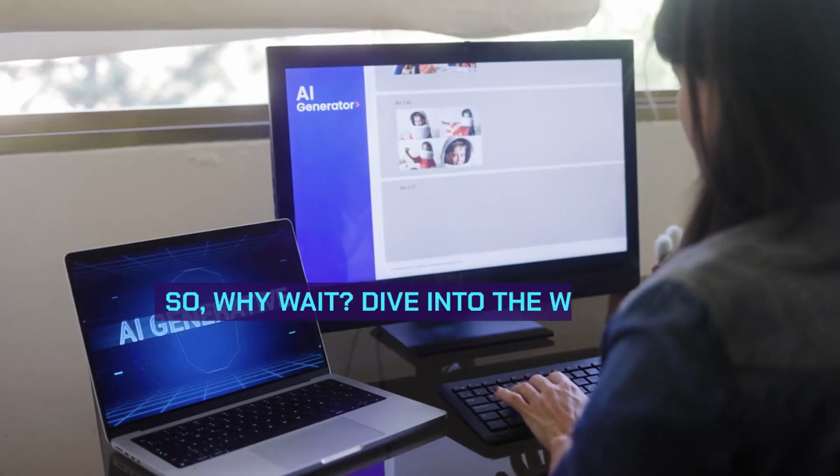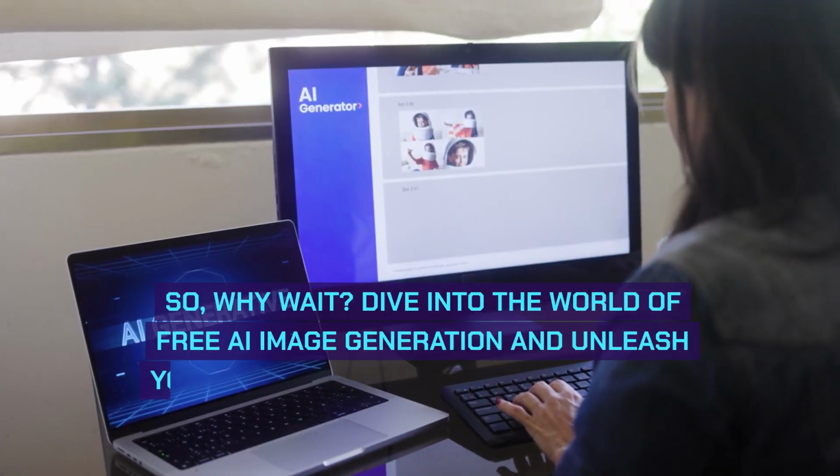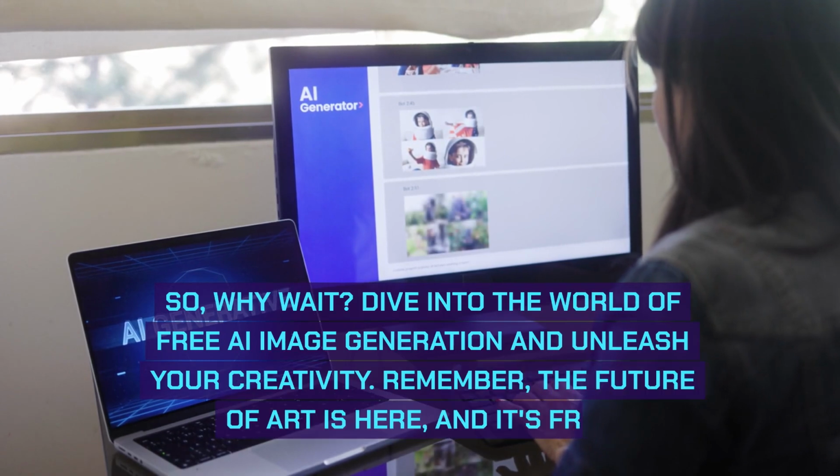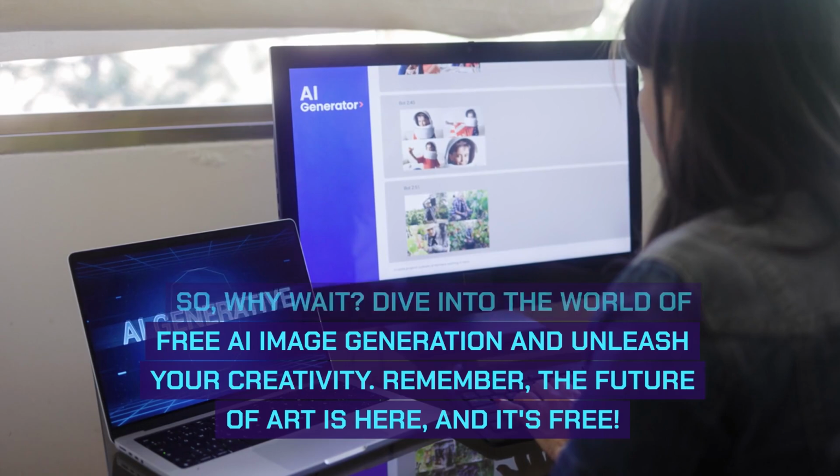So why wait? Dive into the world of free AI image generation and unleash your creativity. Remember, the future of art is here, and it's free!